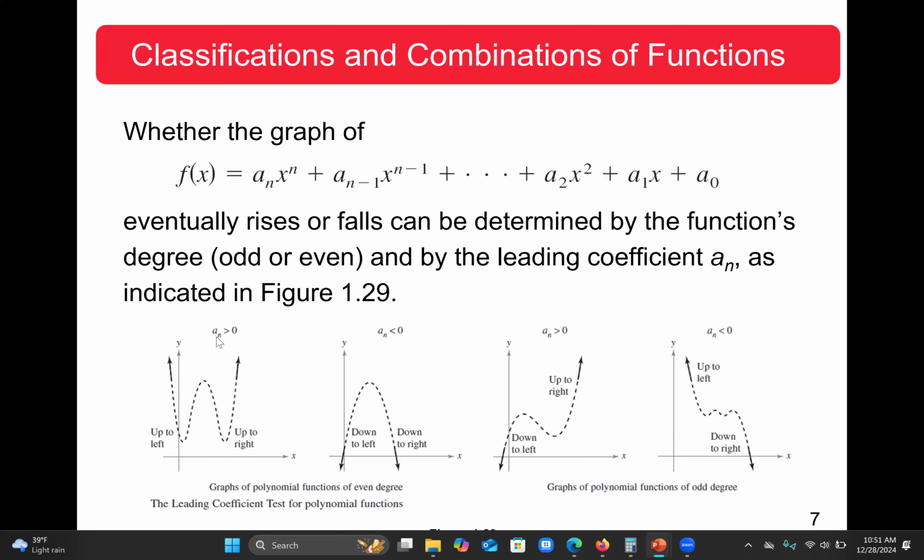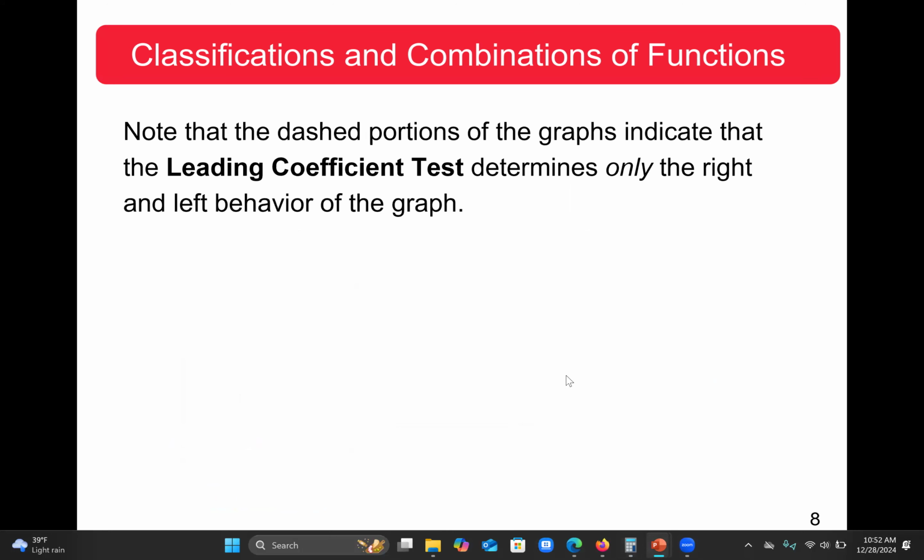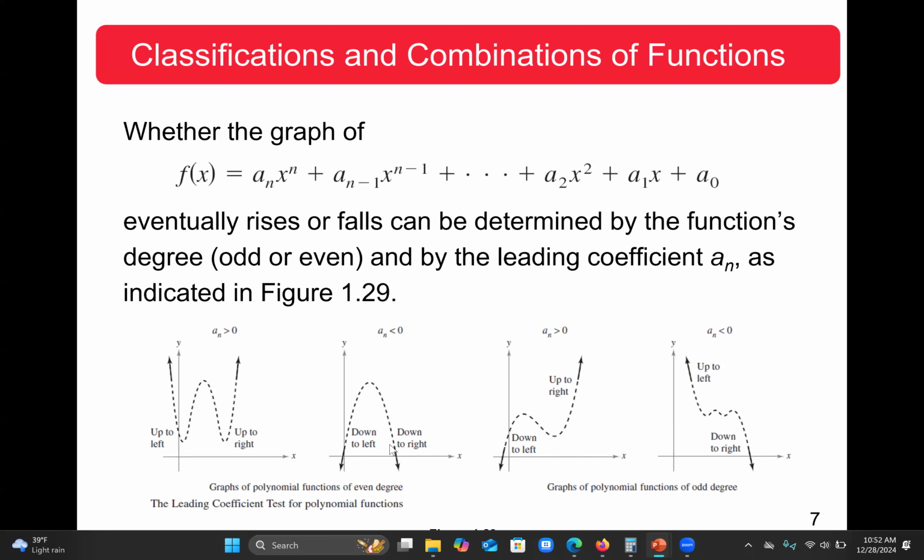Again, here we say a_n is greater than 0. Here a_n is less than 0, so it opens downward. If it opens upward, then a_n will be greater than 0. Then here we have down to the left and up to the right, where a_n is greater than 0. And up to the left and down to the right means a_n will be less than 0. Now, we should know that the dashed portions of the graph indicate that the leading coefficient test determines only the right or left behavior of the graph. That's the only thing we should note about the dashed sections. So this is the idea of classification and combination of functions.